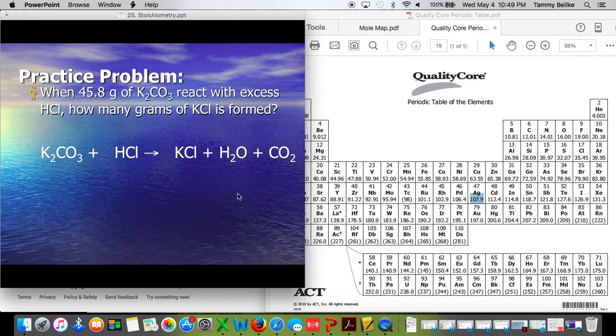So what we have is, we need to balance the equation. Notice if you pause here and go balance the equation, we're going to have a 2 here. 2 K's over on the left, that means we need 2 K's over on the right. Alright, so what have we got in the problem? It says 45.8 grams of K2CO3.